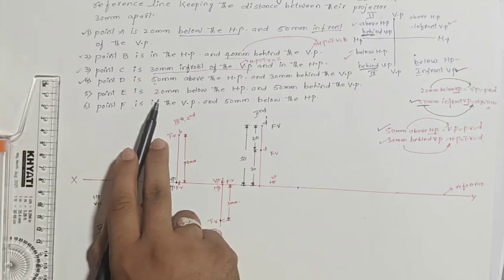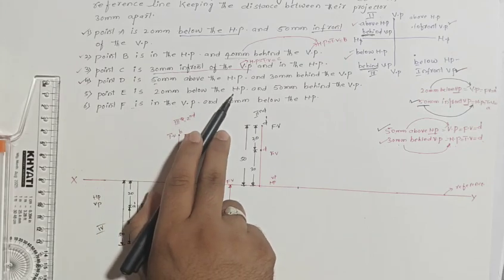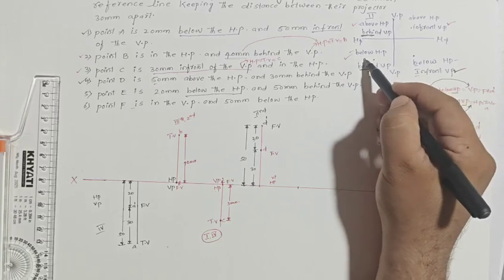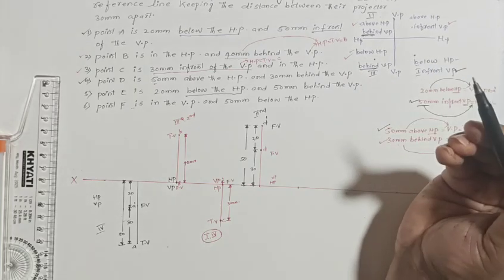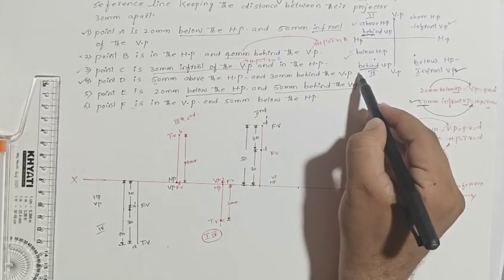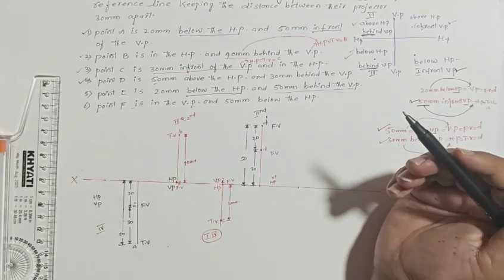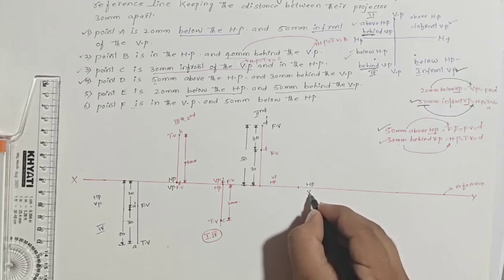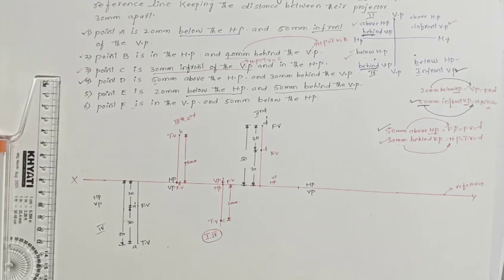A point E is 20 mm below the HP. Below the HP. Below is lies in a third as well as in the fourth quadrant. 50 mm behind. Below and behind. Below and behind is lies in a third quadrant. What is the third quadrant formula? We have HP by VP. HP by VP. Clear?